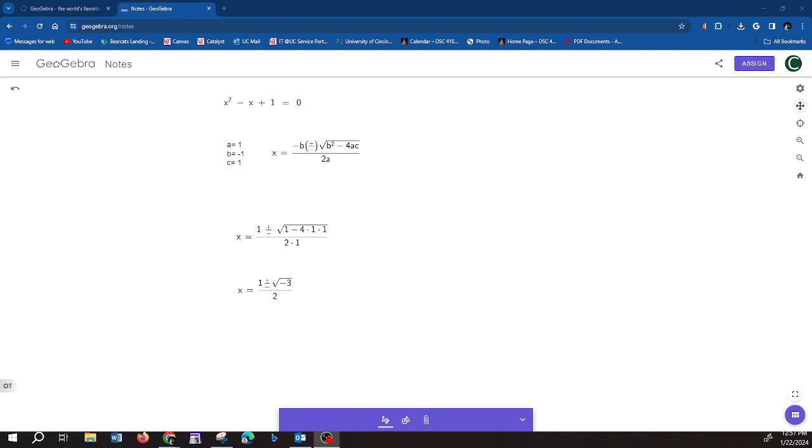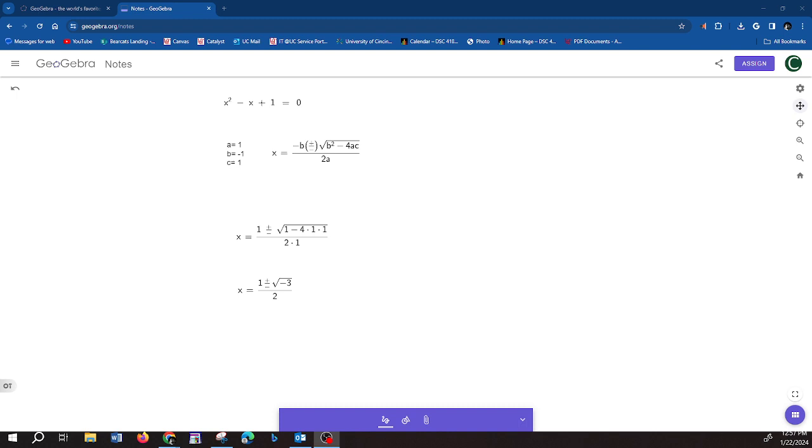Now what we're going to do is put in 1 every time we see a, -1 every time we see b, and 1 every time we get to c. Just a reminder, a is the number in front of x squared, that's 1. b is the number in front of x, that's -1. And c is the constant. As long as your quadratic equation equals 0, that's what we apply to the quadratic formula.